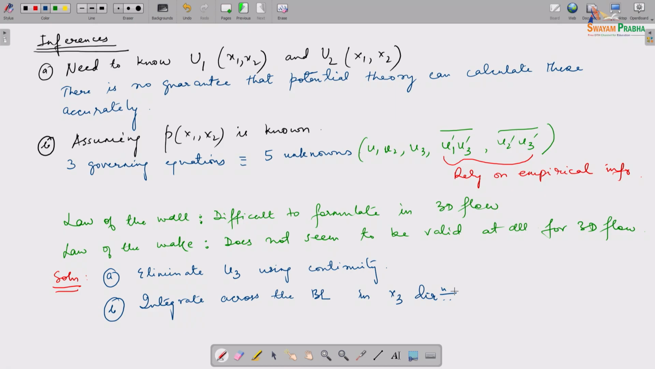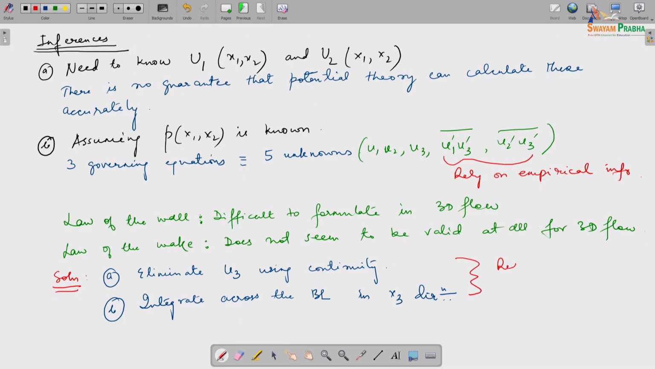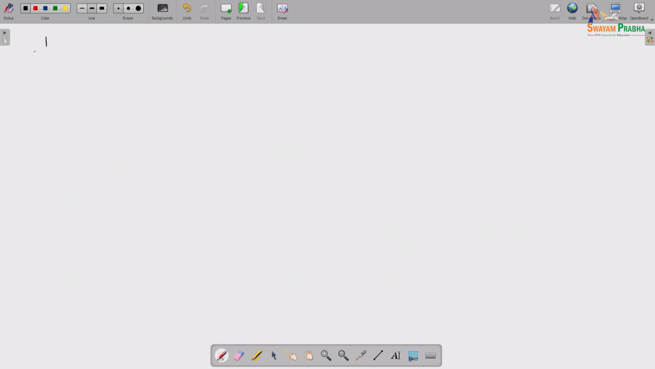If we do that, then this results in two equations. Interesting, right? We have three governing equations, and if I do this, this then results in two equations. What are those?